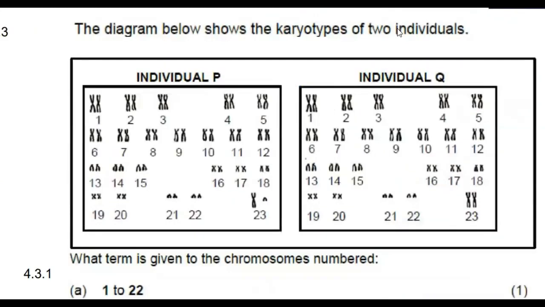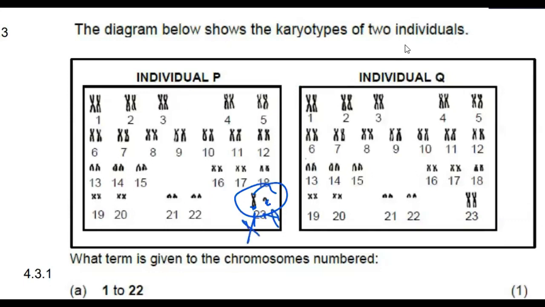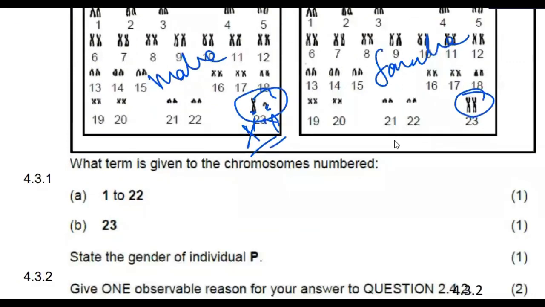Here is an example of a karyotype. You have two individuals. Identify which karyotype. When you're given a karyotype, look at whether there is any abnormality. Which one is the male and which one is the female? If you look at this, no abnormality, all of them are in pairs. But if you look at that, one is long and one is short. Therefore, this is X, and this is Y. So this is a male. And this, both of them are the same size. Therefore, this is a female. So from there, you can now try to answer.